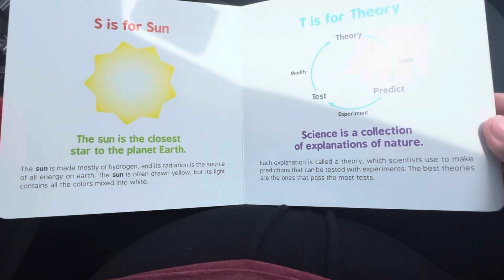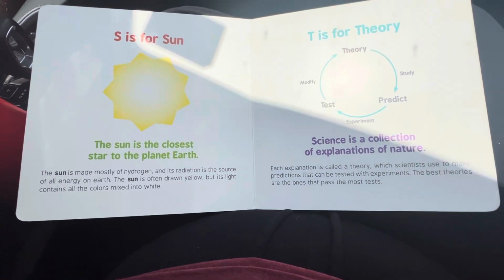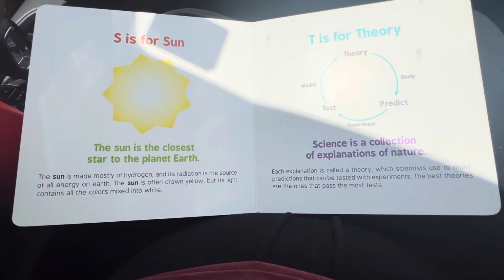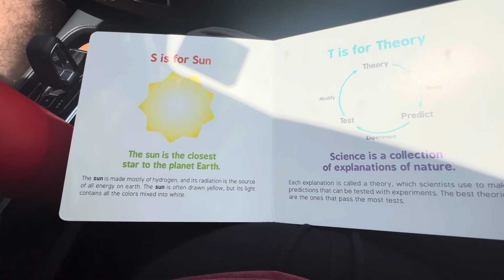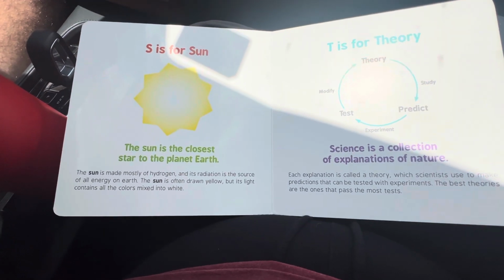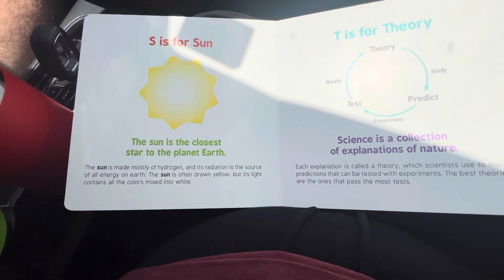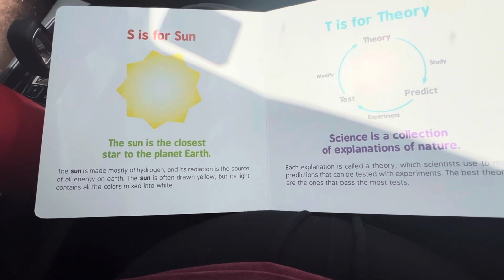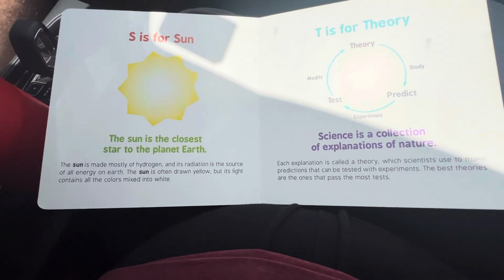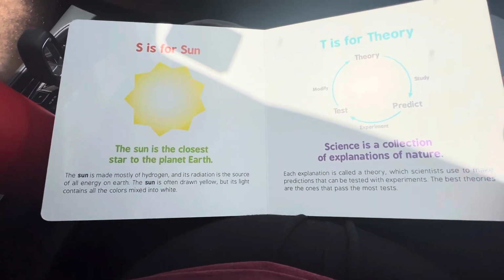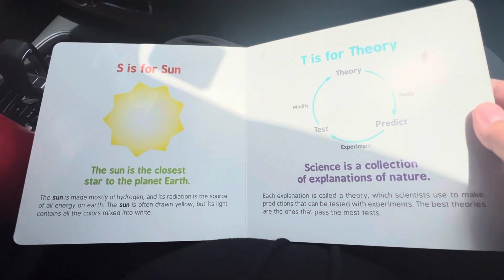S is for sun. The sun is the closest star to the planet Earth. So the sun is a star, but it's also our special star, which is what makes it the sun. The sun is made mostly of hydrogen and then a little bit of helium and a few other things, and its radiation is the source of all energy on Earth. The sun is often drawn yellow, but its light contains all the colors mixed into white. So when sunlight gets here and we put it through a prism, we get refracted light, all the different colors.